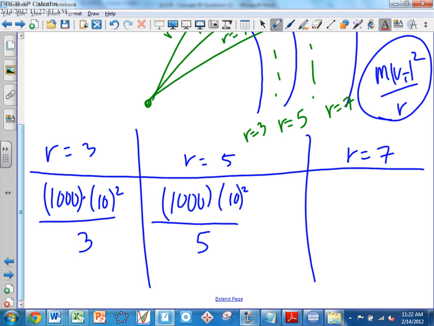I gave you the mass and velocity, so the numerators are all going to be the same here. The mass was 1,000, velocity was 10. What you notice here again is that the denominator is smaller here. The smaller the denominator, the bigger the answer, because you're dividing by a smaller number.